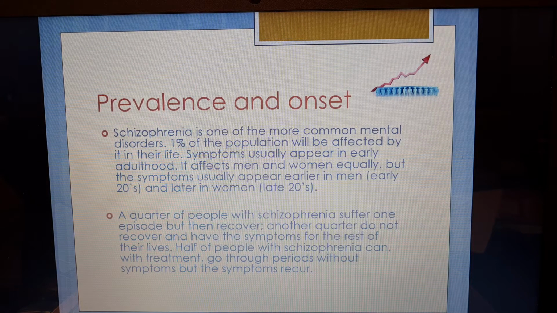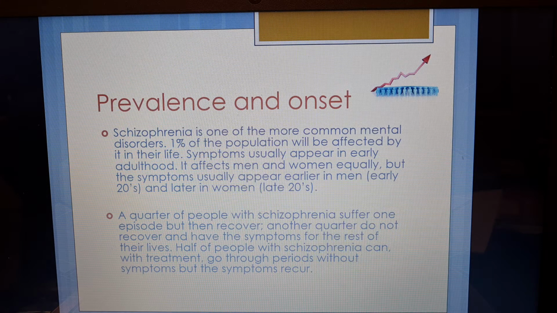So let's talk firstly about the prevalence and the onset of the disorder. Schizophrenia is one of the more common mental disorders, and it does affect about 1% of the population. Symptoms do usually appear in early adulthood, so in the early 20s and 30s. It does affect men and women equally, but the symptoms usually appear in men a little bit earlier, in the early 20s, and in women it's most common in the late 20s where the first symptoms appear.